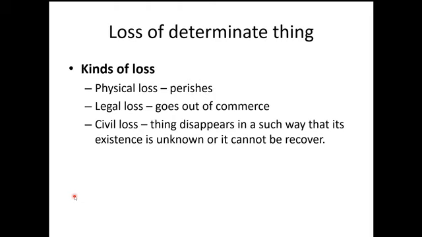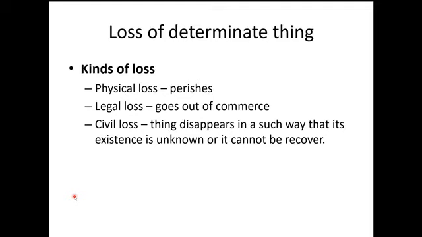Okay, let us proceed now to the second mode of extinguishment. This is the loss of a determinate thing. Di ba nakalagay doon sa batas is loss of the thing due, pero dapat it must be considered as loss of determinate thing. Kasi pag ang object ay indeterminate or generic thing, hindi siya magkakaroon ng extinguishment based on the doctrine of genus non perit. Okay, now what are the kinds of loss?